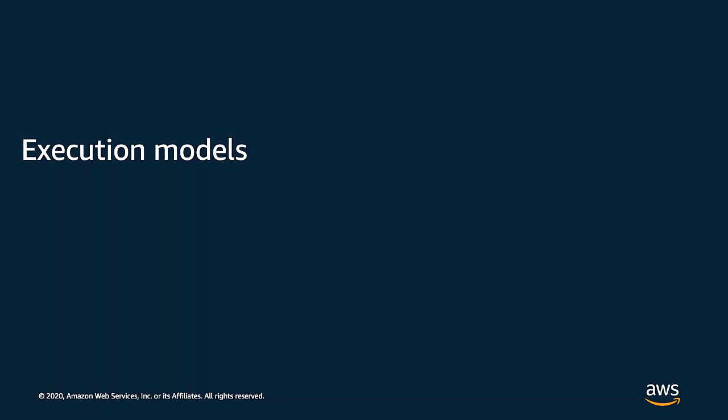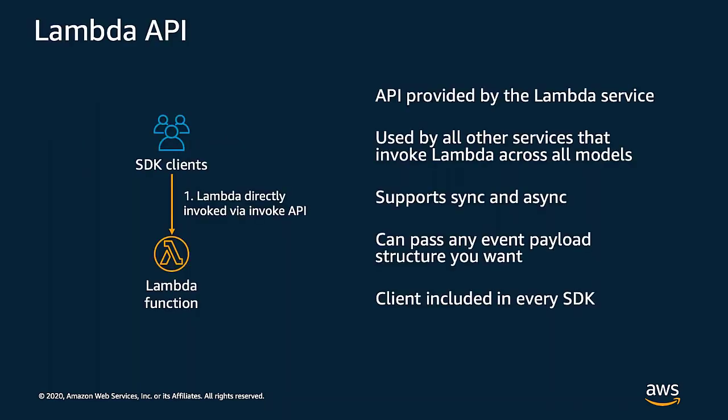So now that we've looked at the structure of AWS Lambda functions, let's look at some execution models. There are 4 key ways that Lambda functions can be invoked. First, Lambda functions can be invoked directly using the Lambda API. This is the API provided by the Lambda service, and it's used by all of the other AWS services that invoke Lambda functions across models. It supports both a synchronous and an asynchronous invocation model, and it can pass any event payload structure you want. This is where you would invoke a Lambda function directly in your code and then either wait for the response or move on. This client is included in every SDK that AWS publishes.